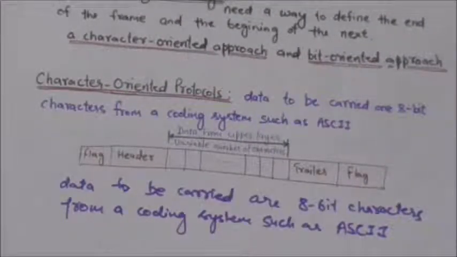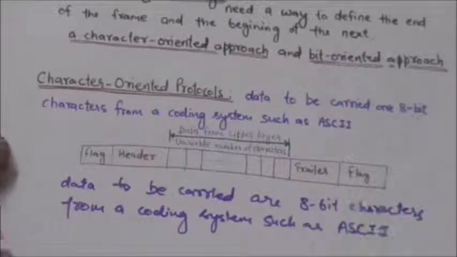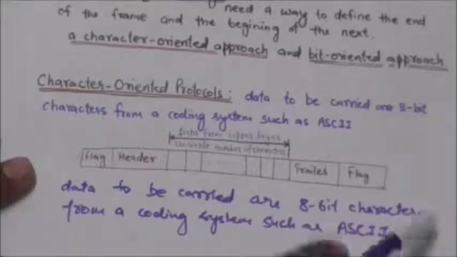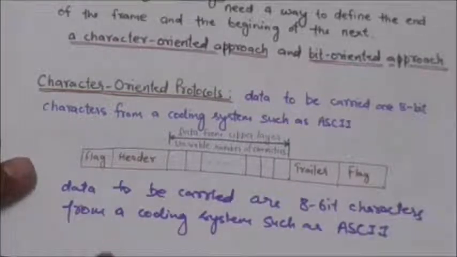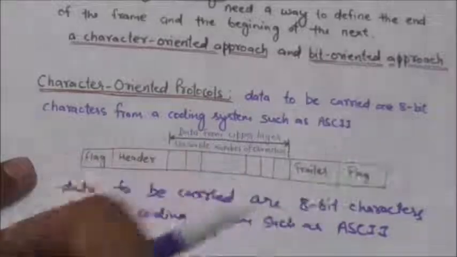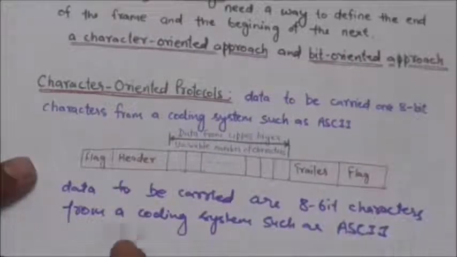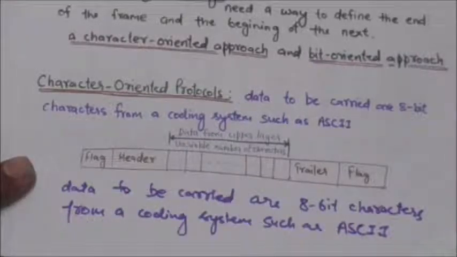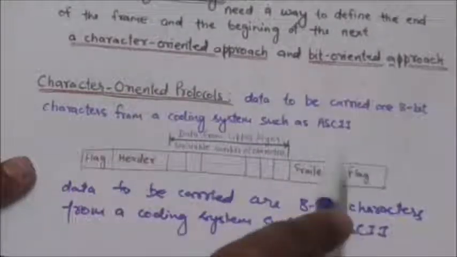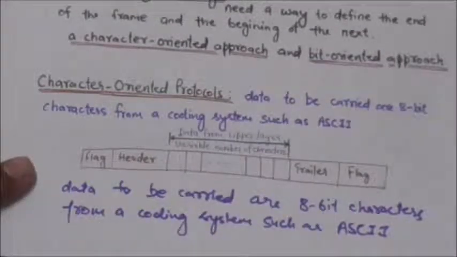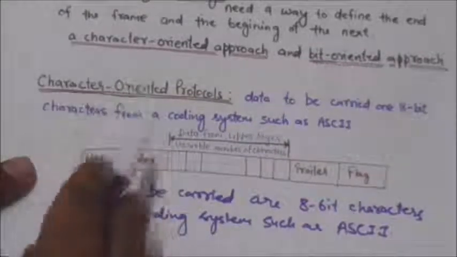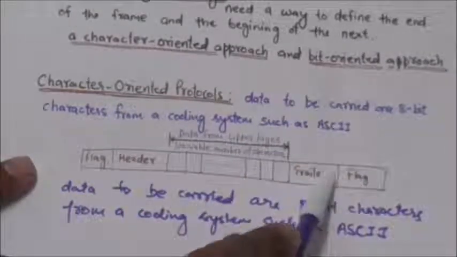Now see what happens in character oriented protocols. In a character oriented protocol, the data to be carried are 8-bit characters from a coding system such as ASCII. In this case the header and trailer are also multiples of 8 bits. The header normally carries the source and destination addresses and other control information, and the trailer carries error detection and error correction redundant bits.